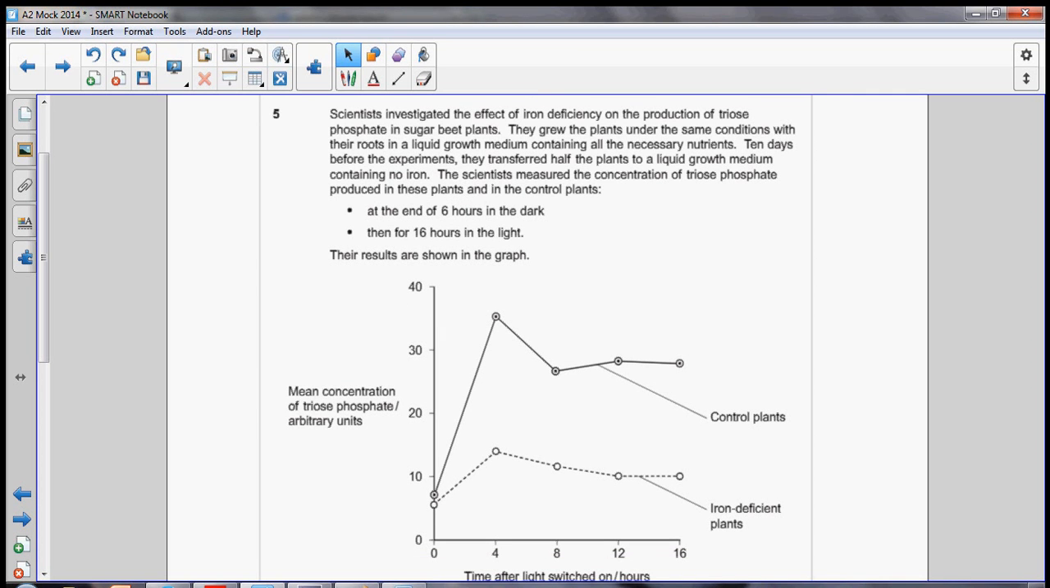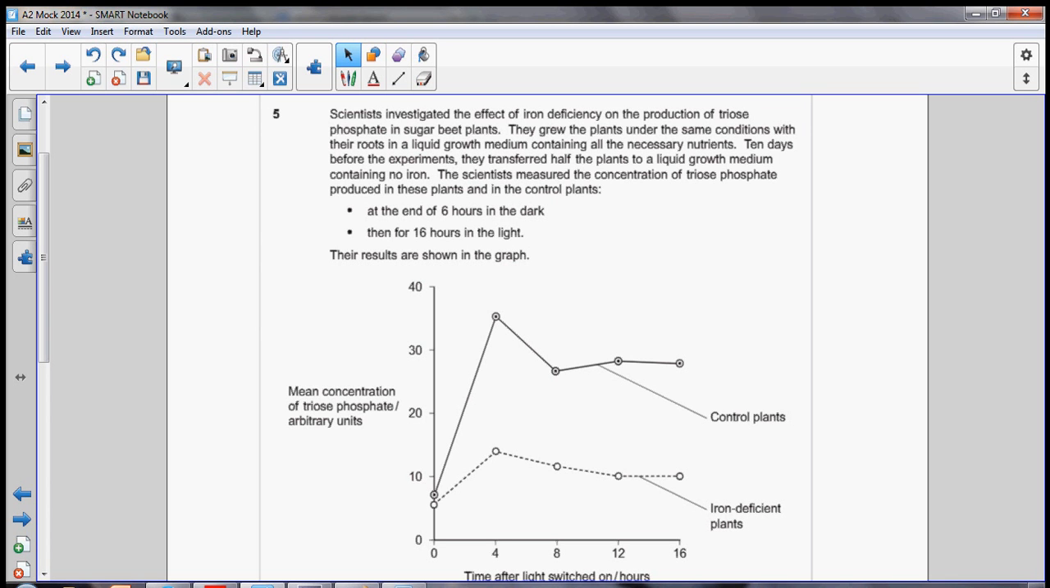So moving on to question 5. For question 5 you're immediately presented with a passage of text and a graph to look at. And with all these questions it's very important to make sure that you read through the information carefully to begin with. In the passage of text it tells you that scientists were investigating the effect of iron deficiency on the production of triose in sugar beet plants.